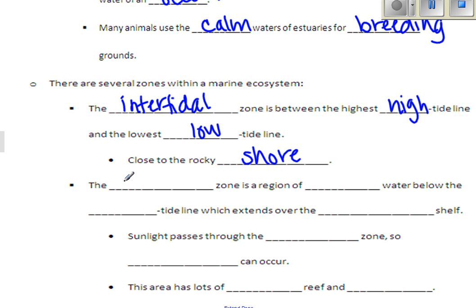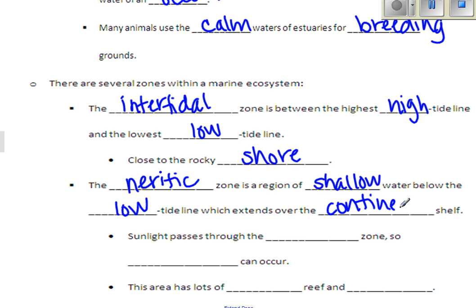The neritic zone is a region of shallow water that's below the low tide line, which extends over the continental shelf. So once you get past that, where the lowest low tide line would be, then the ocean just drops off and gets a lot deeper all of a sudden.